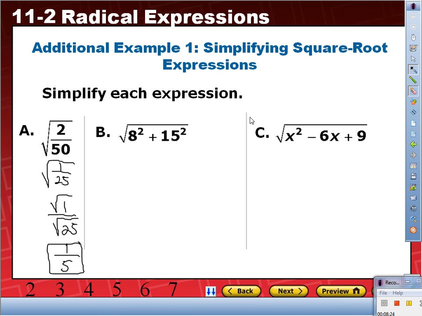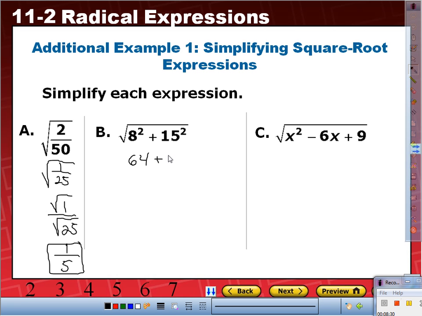What is 8 squared? 64. What is 15 squared? 225. I said 8 squared is 8 times 8, which is 64. What is 15 squared? 15 times 15, which is 225. So therefore, let's simplify this. 225 plus 64, that's 289.